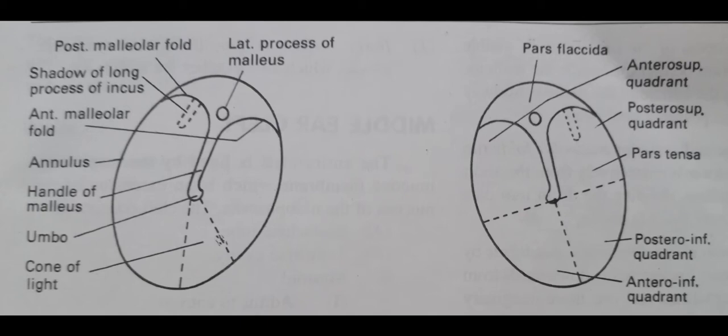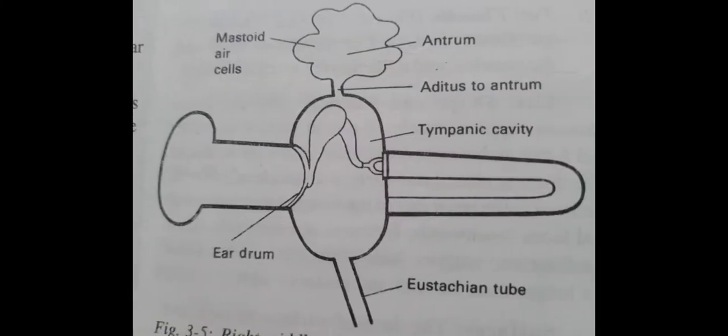So these are the parts of the external ear: the pinna, the external auditory canal, and the tympanic membrane. Next part of the ear is the middle ear. The ear is divided into 3 parts: external ear, middle ear and inner ear. We have seen the parts of the external ear, that is pinna, external auditory canal and tympanic membrane. Now the middle ear.